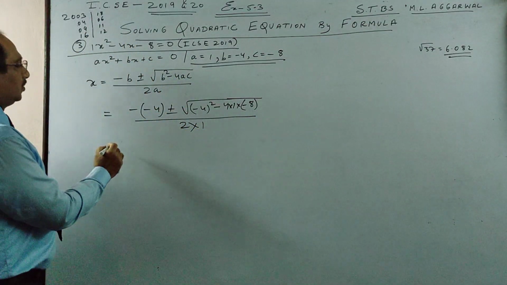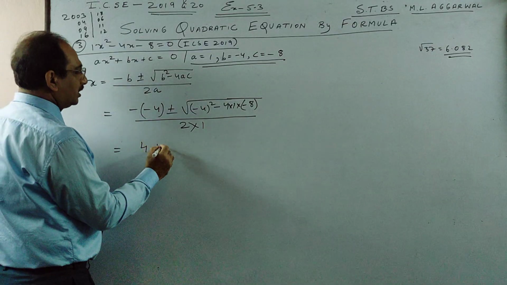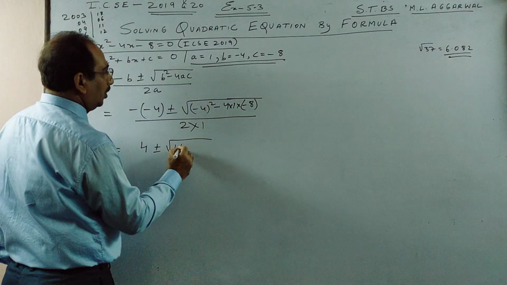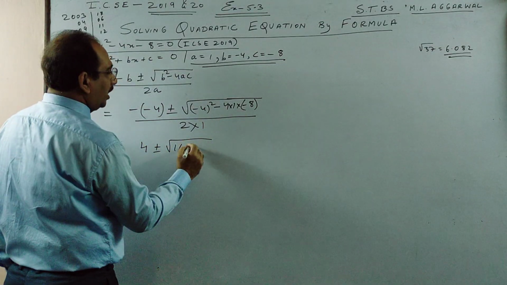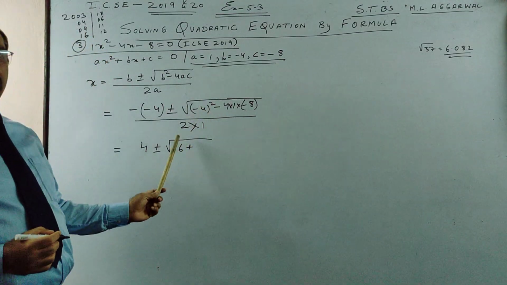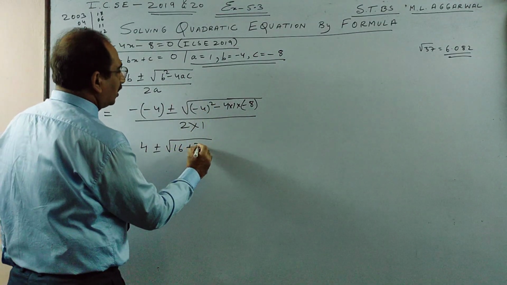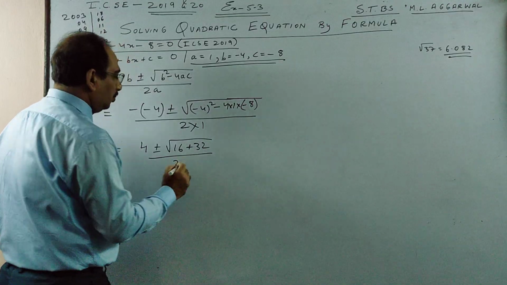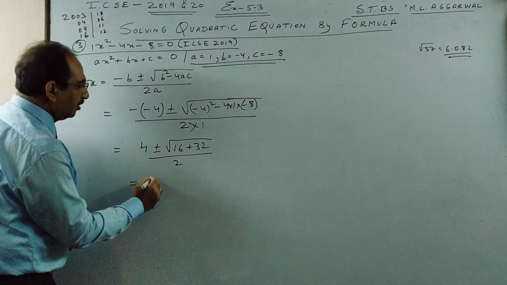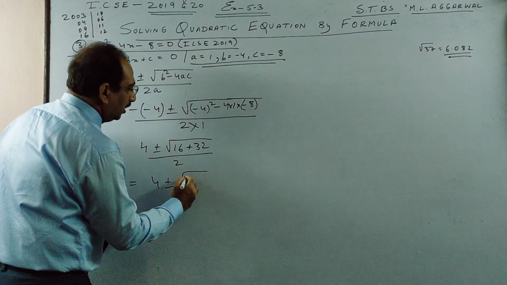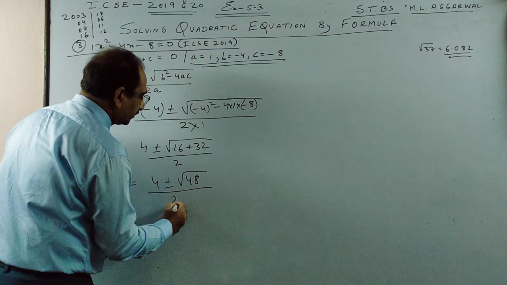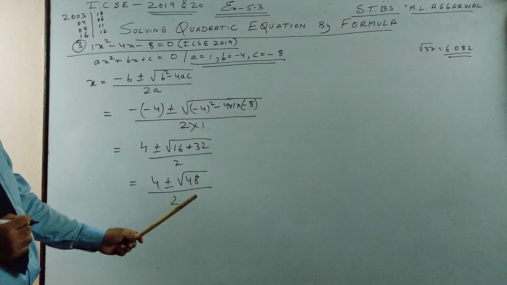A is 1. So now what do we get? 4 plus minus root over 16 minus minus plus, 4 square is 16, 4 8s are 32, by 2. Now next, to get the first mark, children, if you reach here, generally you get 1 mark.